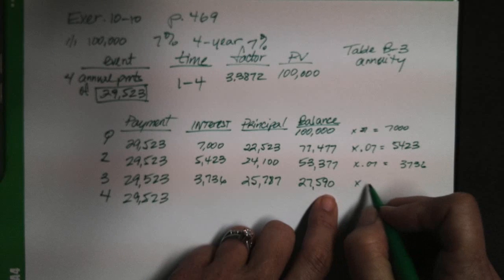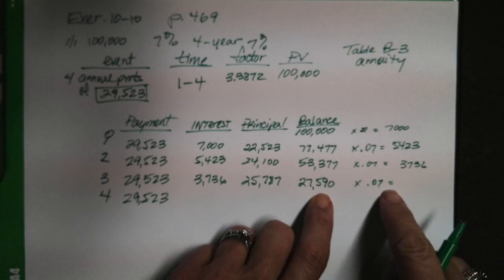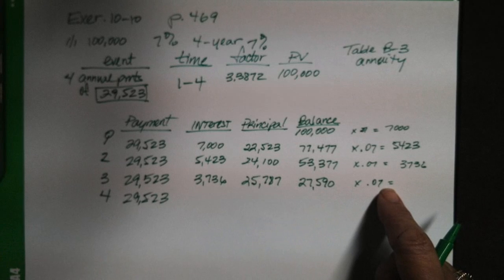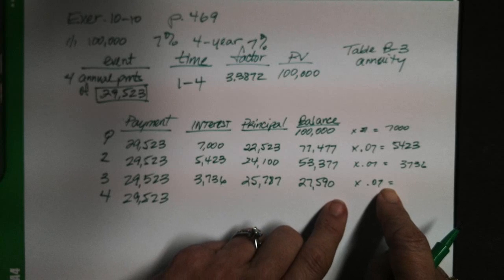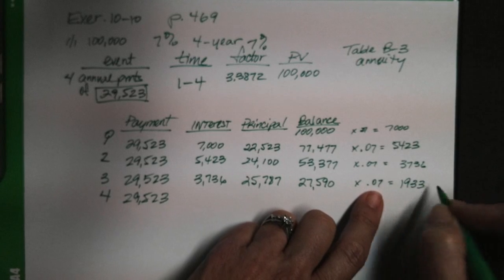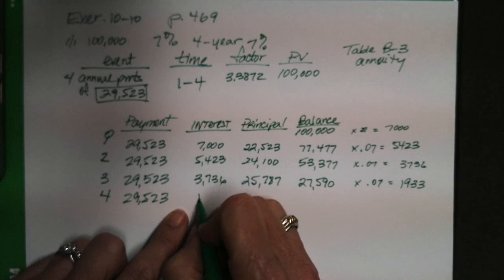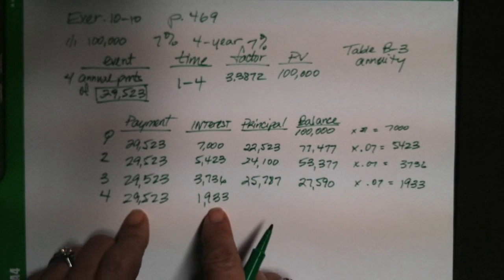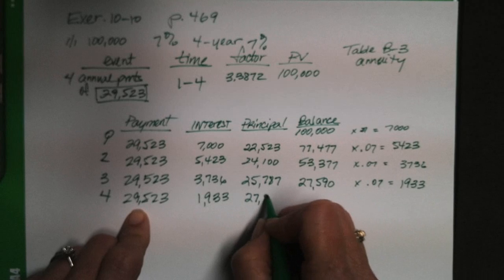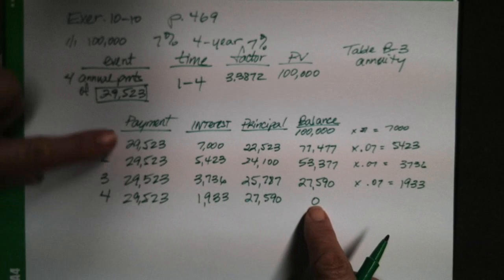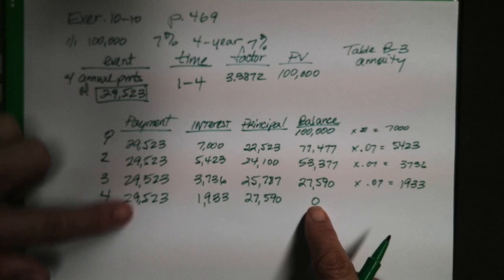What's the interest going to be in that last year? $27,590 times 7% works out to be $1,933, give or take a few cents because of rounding. So $1,933 is the interest. If we subtract the interest from the total payment, then we're going to apply $27,590 to the loan, and the loan is paid off with the last payment. But we're paying $29,523 each time.